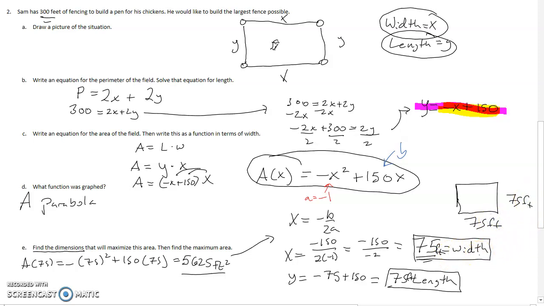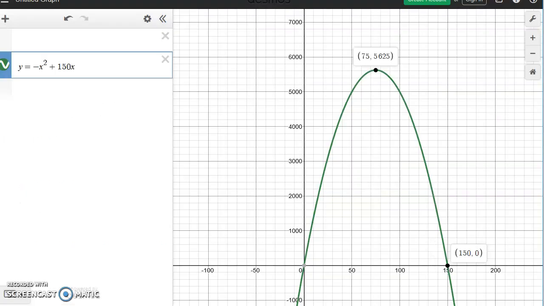If you're thinking to yourself, is he going to take off points if I don't put a unit at the end? The answer is yes, so you probably should be safe. So that's one way. The other is just find the area of this. It's 75 times 75, which is also 5625 feet squared. Now, one last thing I just want to show you. If we go back to our Desmos graph, we can see that with a width of 75, the y value is our maximum area of 5625, which is exactly what we got.